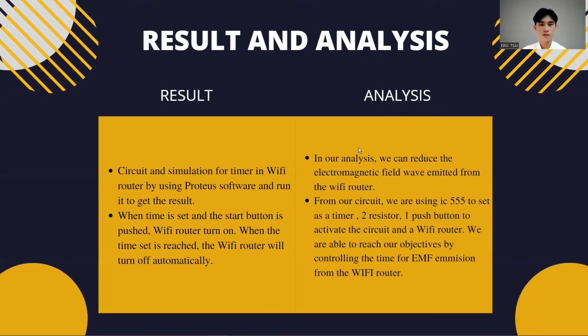As for analysis, we can reduce the electromagnetic wave emitted from the Wi-Fi router by using an IC555 as the timer, two resistors, one push button to activate the whole circuit, and a Wi-Fi router, which is the lamp bulb as the indicator. Throughout this result analysis, we are able to reach our objective by controlling the time of the Wi-Fi router and also the emissions of EMF from the Wi-Fi router.